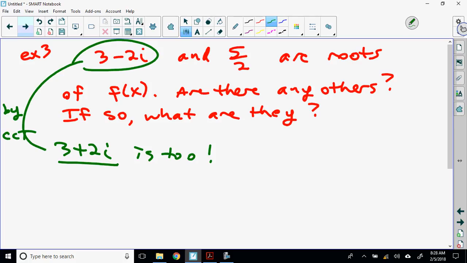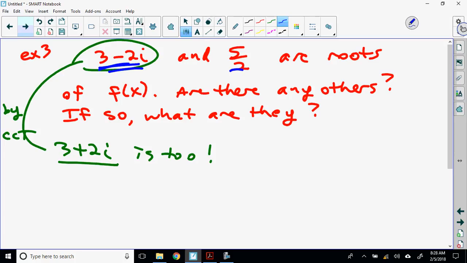Do you think negative 5 halves is one too? Well, hold on a minute. What were the theorems? The theorems were the complex conjugate theorem. 3 minus 2i is complex, and the other one was the irrational conjugate theorem. Is 5 halves irrational? It can't be written as a fraction? 5 halves is rational. There's no such thing as the rational conjugate theorem. So that's it, just the 3 plus 2i. You picking up what I'm putting down?